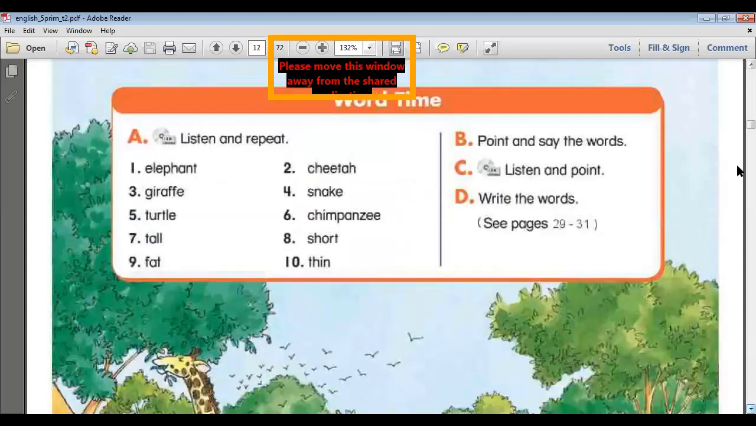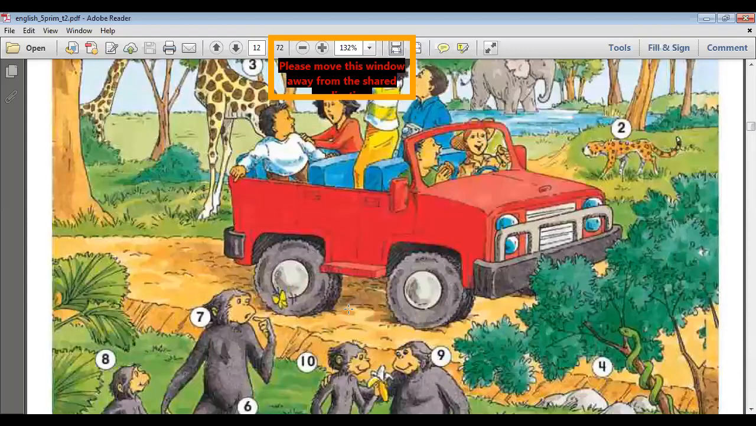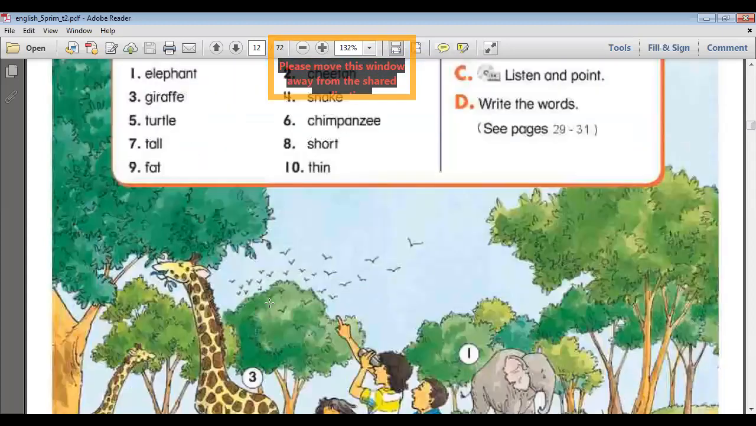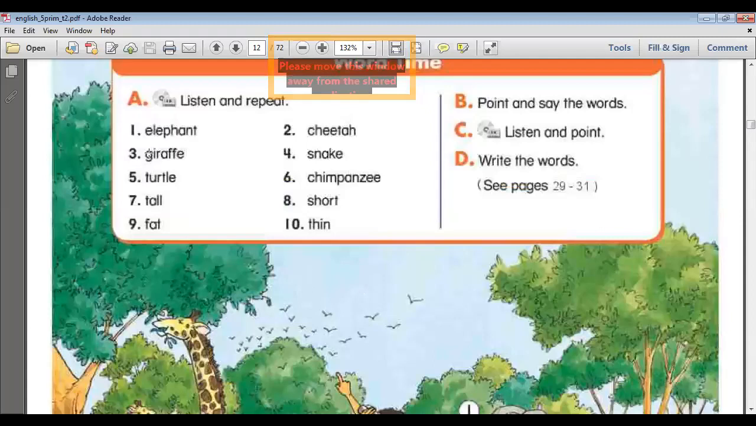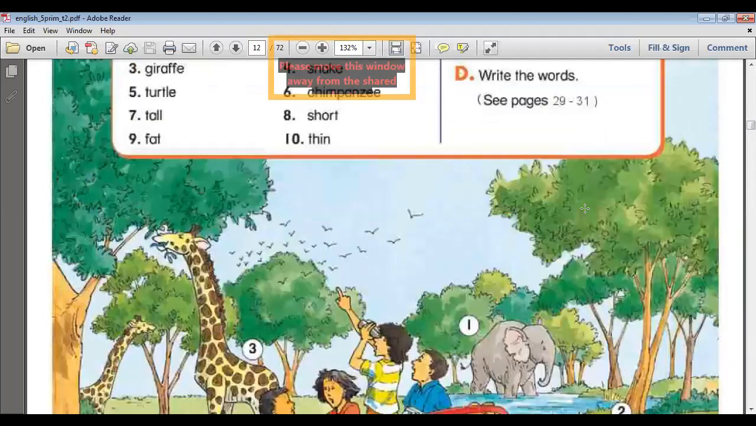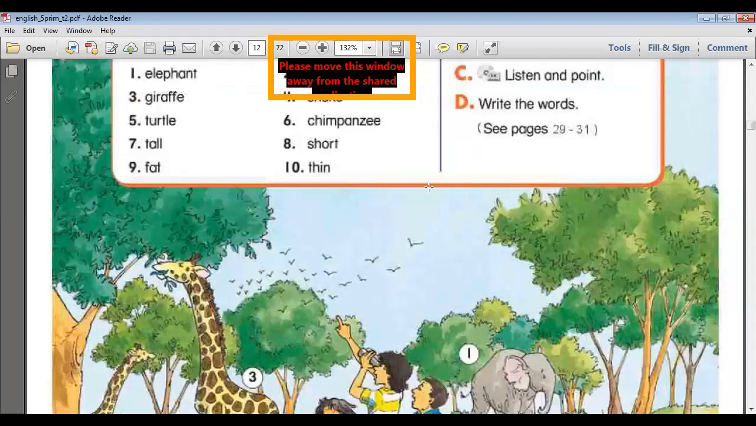Let's come to the second page, which is page number 6. Can you see these words? Like elephant, of course, you see in the picture. Number one, it's the biggest one. Cheetah is the fastest one. Giraffe is the tallest one. Snake is the one that crawls on the ground. Turtle is the slowest one. Chimpanzee is like a monkey.